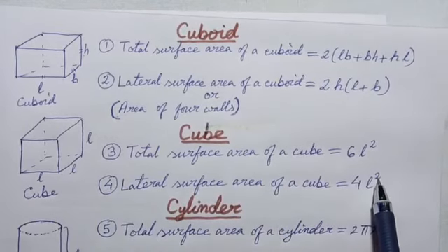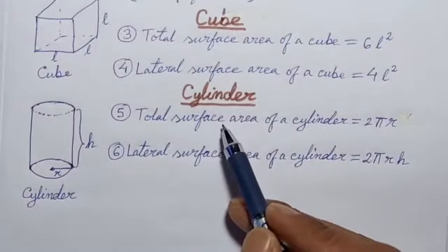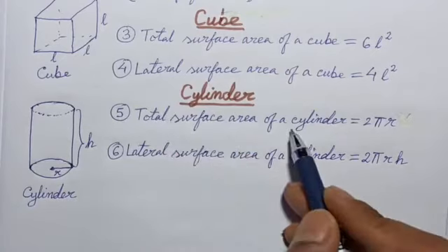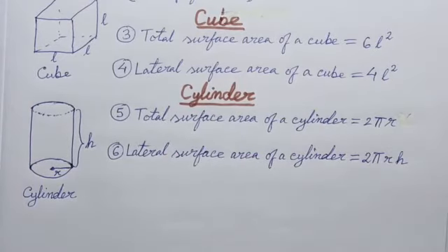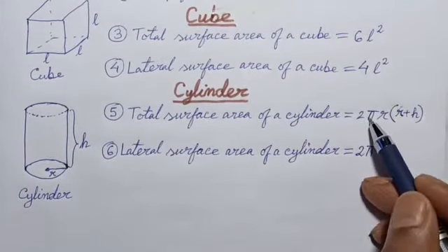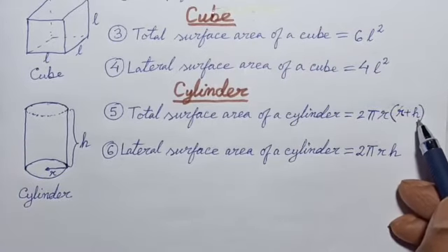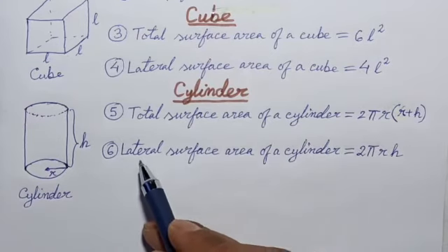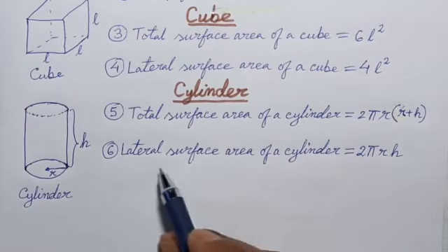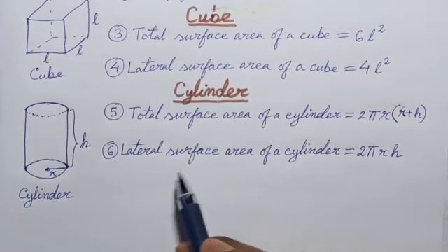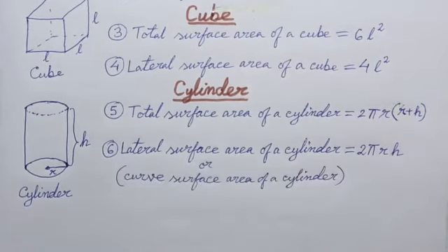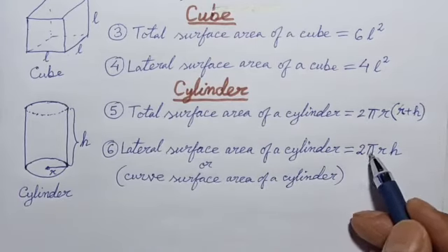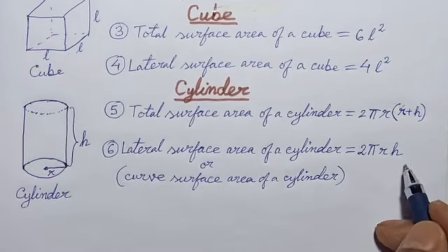Next is cylinder. Formula number 5, total surface area of a cylinder is 2 pi r in the bracket r plus height. This is the formula to find out total surface area of a cylinder. Formula number 6, lateral surface area of a cylinder. Lateral surface area of a cylinder and curved surface area of a cylinder are same. So lateral surface area of a cylinder or curved surface area of a cylinder is 2 pi r height. We need to learn these formulas by heart.